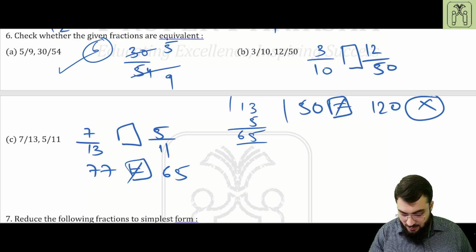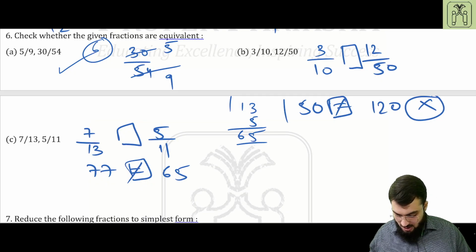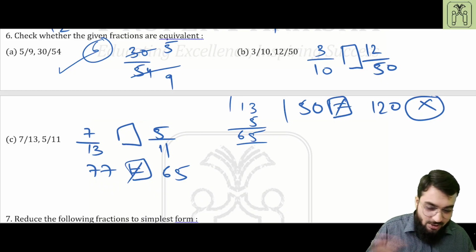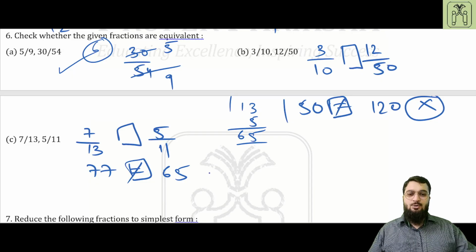Let us check the answers if they are good to go. Actually, I have a book not similar to the online one, so okay, I found it. So 5 upon 9 and 30 upon 54, yes, it is given as equivalent. Next part not equivalent, next part also not equivalent. Crystal clear. Coming to the next question.